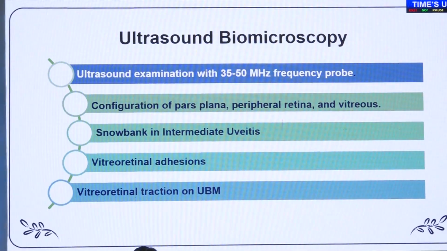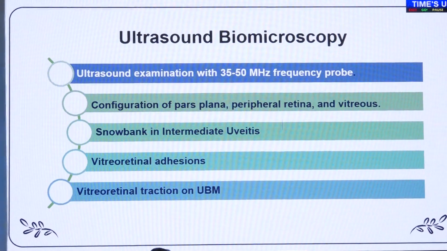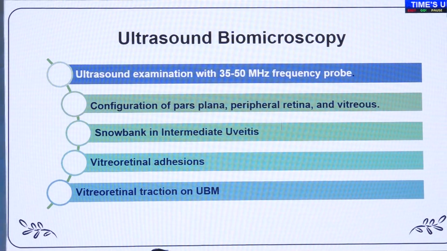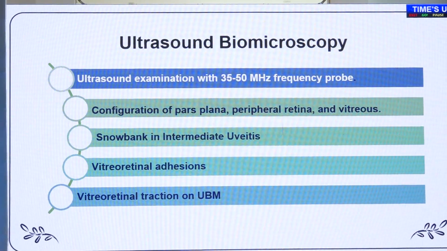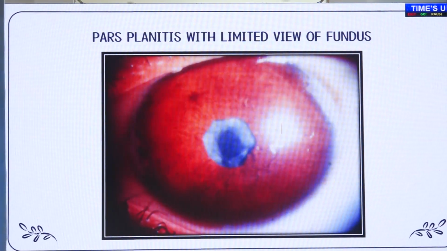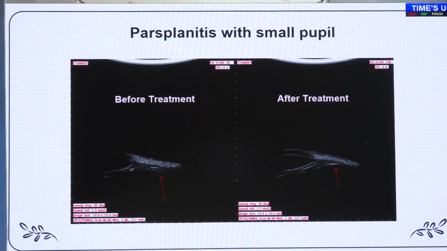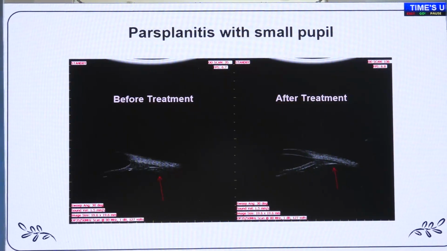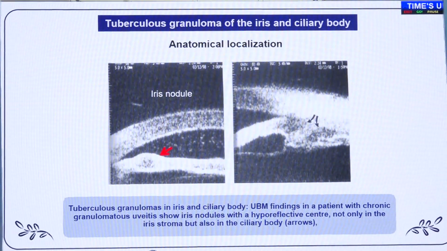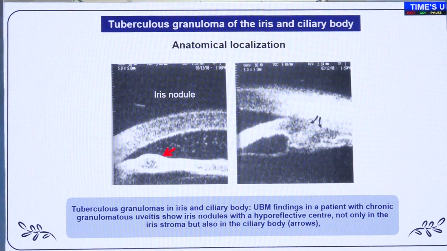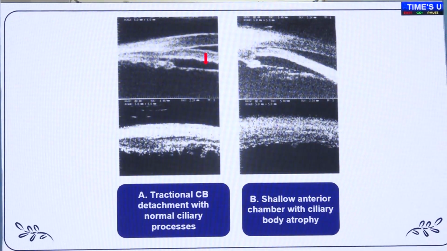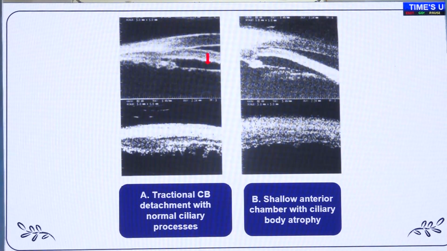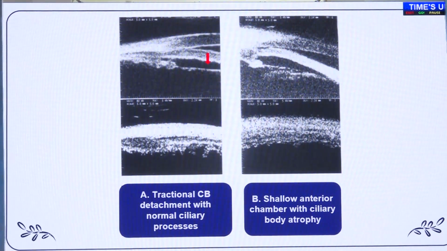Ultrasound biomicroscopy, I'll go very quickly. Configuration of the pars plana, peripheral retina and vitreous, snowbank in the intermediate uveitis, vitreoretinal adhesion, vitreoretinal traction, and UVM. And this is a pars plana, the limited view of the fundus. And you can see the pars plana exudates, which disappeared after treatment. And this is the iris nodules and ciliary body nodule in a tubercular granuloma. And here is the ciliary body detachment with normal ciliary processes, and shallow anterior chamber with ciliary body atrophy.